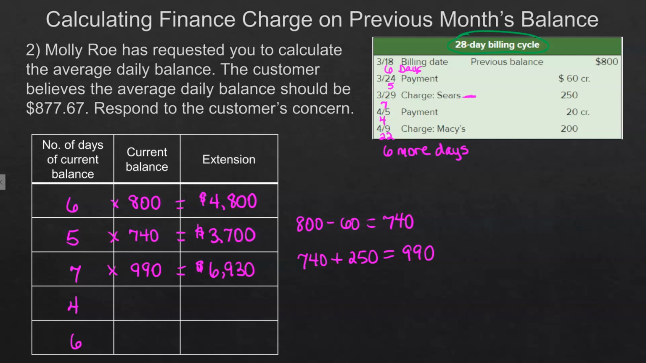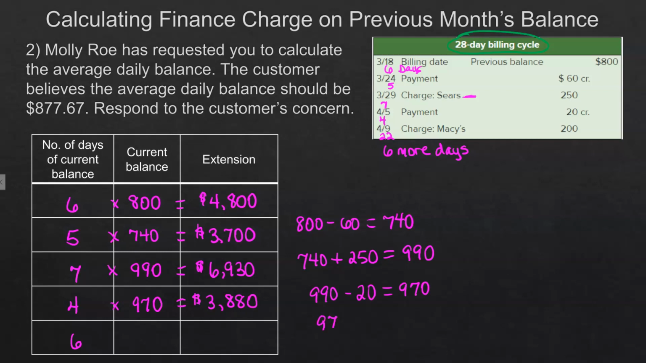And then what happens next? We have a payment of $20, so we have a credit. So we just take 20 and subtract it from 990. So now we have a balance of 970 for 4 days. So 4 times 970 is going to be $3,880.